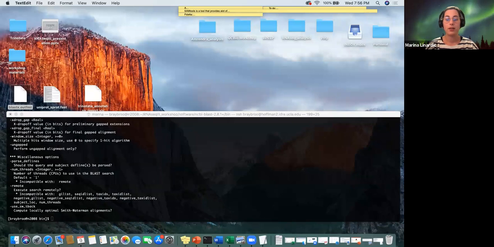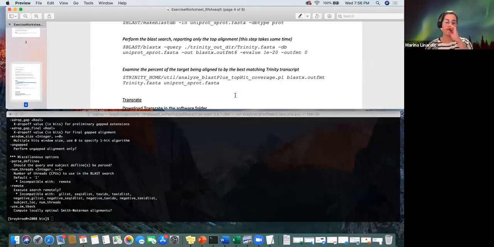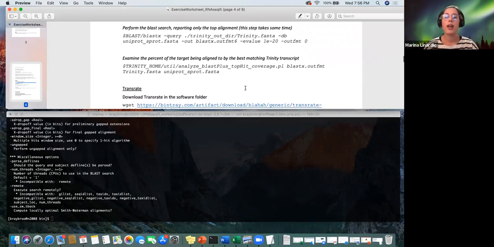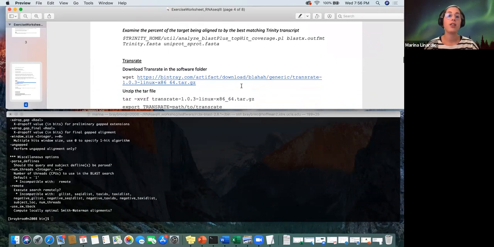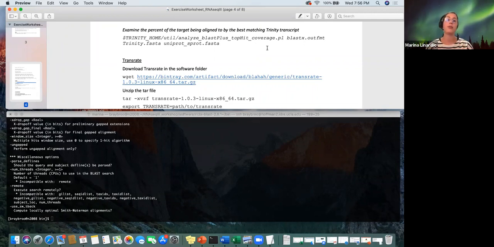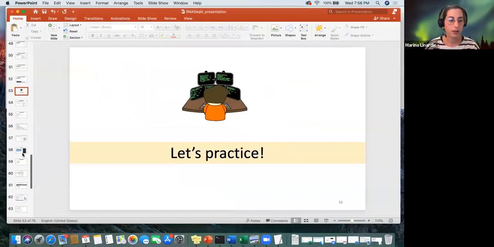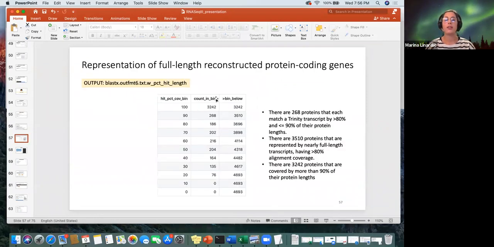Okay, let me just reopen this. So you would have a result from this, which will be a table with a lot of information that I just showed you. I would compile all this information from the BLASTX output into a table, and a portion of the table would look like this. You would get information about the length, but also something like this.